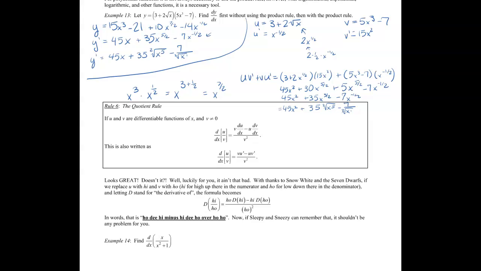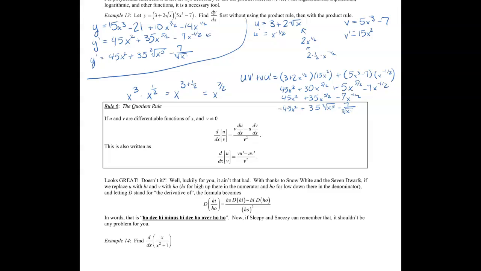Honestly, check to make sure they match. So the thing that I see here is that my 45x squared, my 45x doesn't match. That means that I messed up one of them. And looking back, I had 15x cubed, which means that, hey, I should have multiplied that exponent, which I did, but then I should have subtracted 1 off my exponent, not 2. So even I make mistakes sometimes. It's a nice way to check your work if you do it both ways.